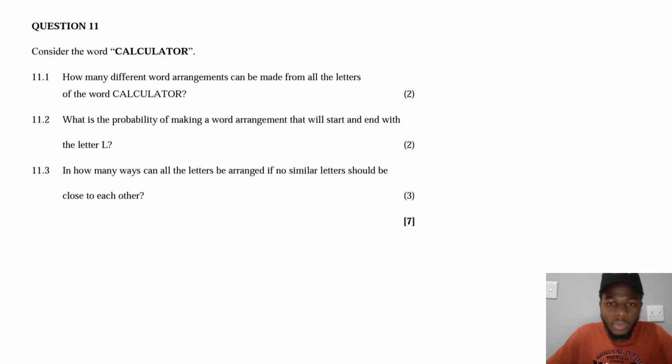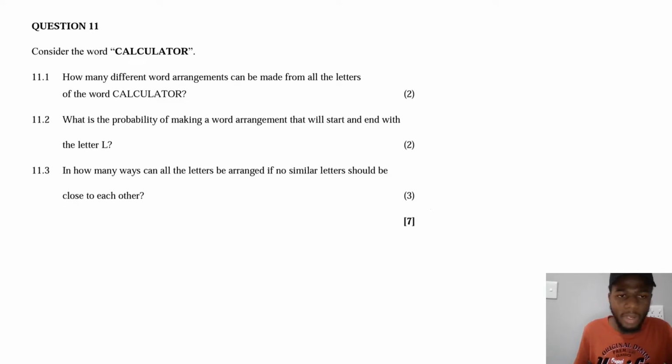So today I will still be preparing you guys for the trial examination. Today we'll be focusing on probability and the counting principle. The question for today, we are given this word: calculate. Before we go through the questions, let's start by analyzing this word calculate.